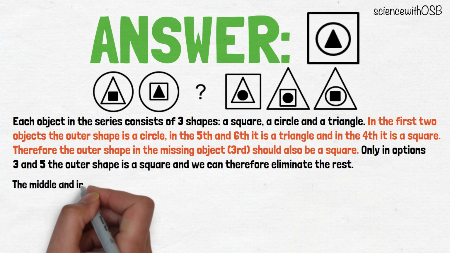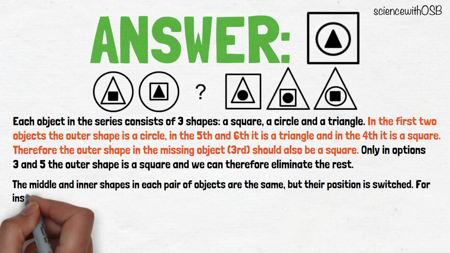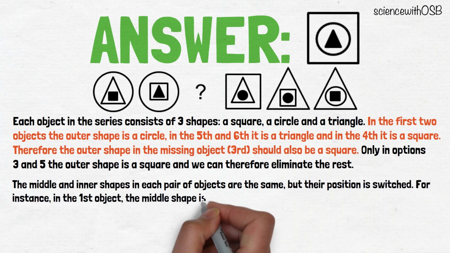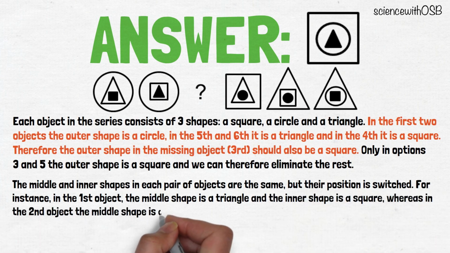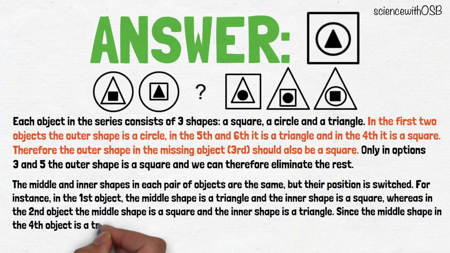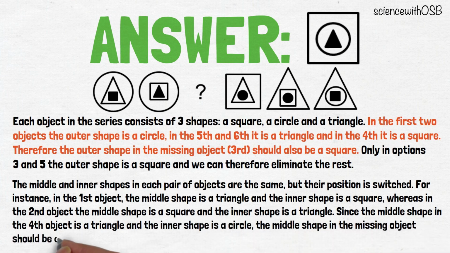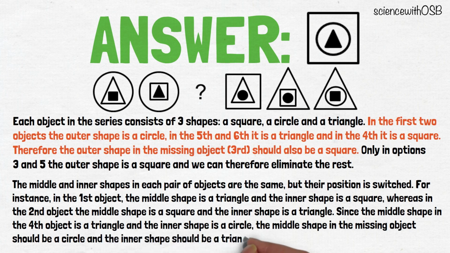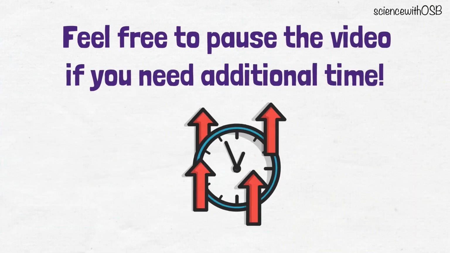The middle and the inner shapes in each pair of objects are the same, but their position is switched. For instance, in the first object, the middle shape is a triangle and the inner shape is a square, whereas in the second object, the middle shape is a square and the inner shape is a triangle. Since the middle shape in the fourth object is a triangle and the inner shape is a circle, the middle shape in the missing object should be a circle and the inner shape should be a triangle. Therefore, the correct answer is option 5. You can take a moment and pause the video if you need additional time.